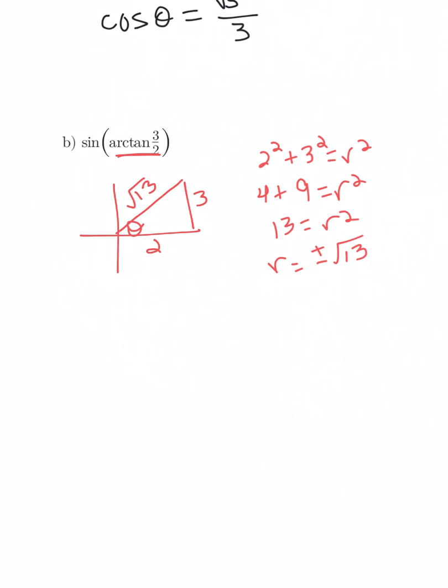Now we want to go and do the outside part. We want to do the sine of that angle theta. Well, the sine is y, 3, over r, square root of 13. You do not need to rationalize it. You can leave your answer like that.